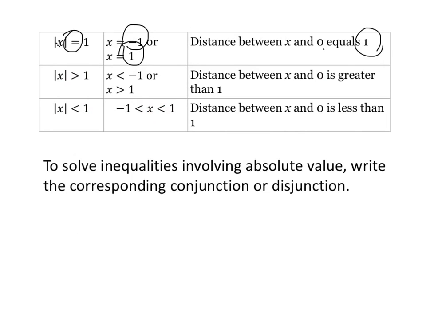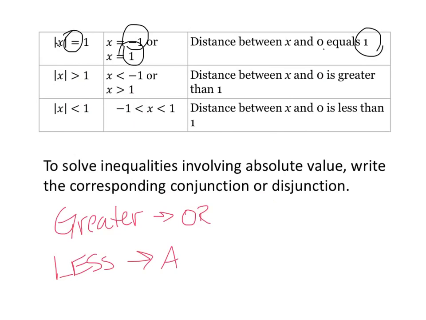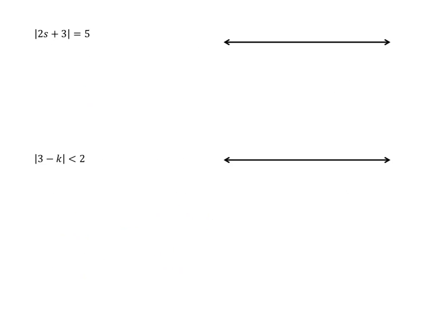So in order to solve these, you have to write either the conjunction or disjunction. That means you're going to have to memorize greater is or, less is and. You might want to think about it like if it's great or, it's or. Let's take a look at a few. This first one isn't too difficult.